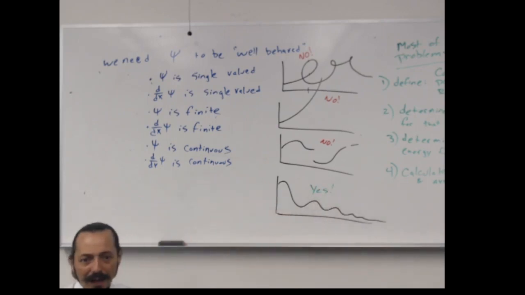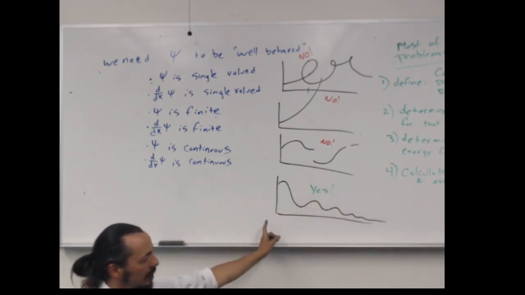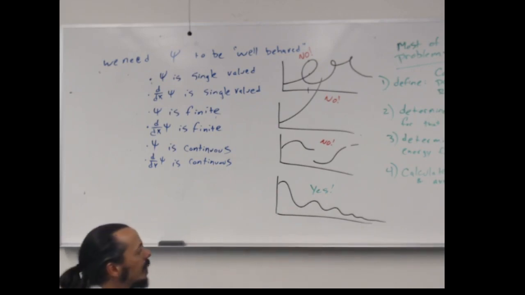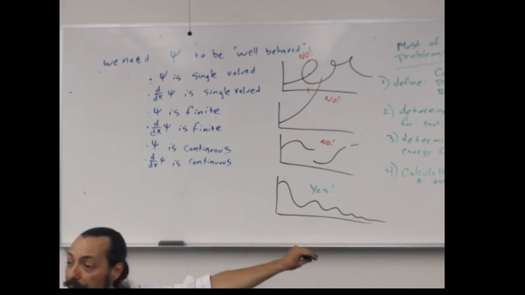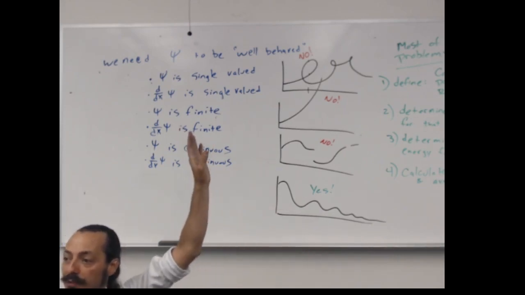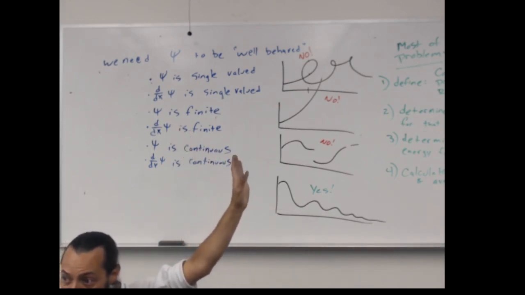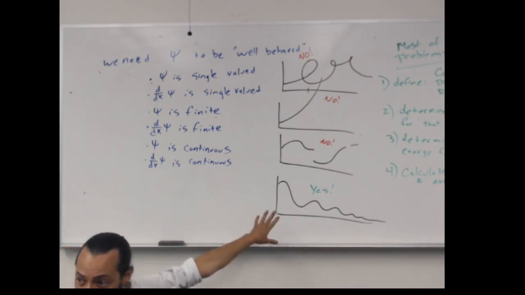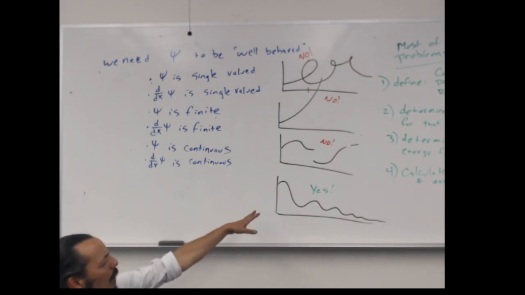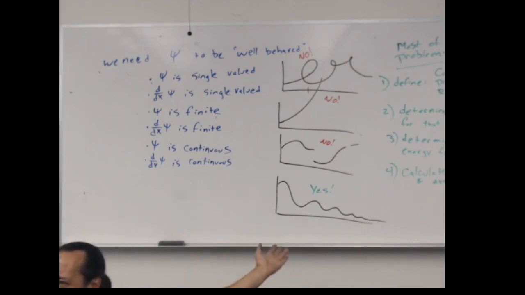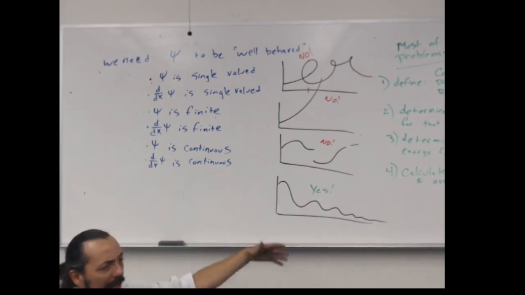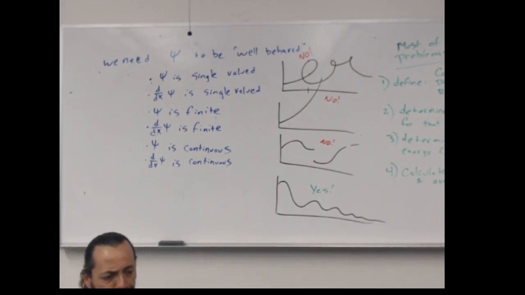This is single valued. If I look along my x, there's only one value on the y-axis for each of my x values. It's crashing down towards a finite value. It's not exploding off towards infinity, which is also a good thing. And it's continuous. There are no breaks in the lines. So that's a good function. This would look like a sine wave with an exponential decay or something like that. Multiple functions put together can make a well-behaved function.